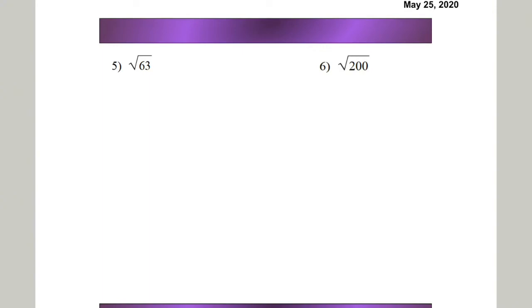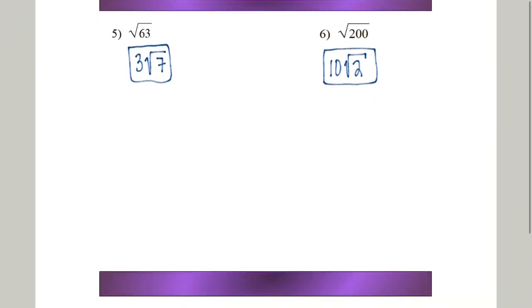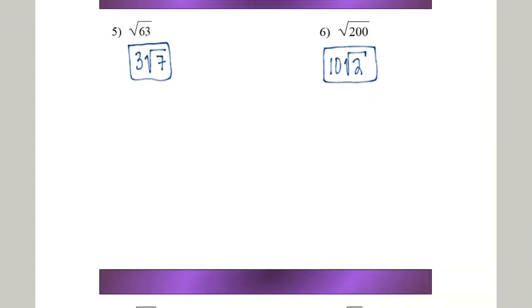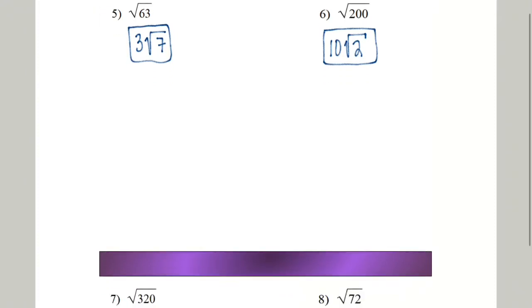Okay, if you're with me right now, you've done number 5 and number 6 and you're just waiting for the answers. Number 5 is 3 times the square root of 7. And number 6 is 10 times the square root of 2. And with practice, you will get very good at these and perhaps even be able to do number 5 and 6 without showing any work. Eventually. And eventually means probably with practice in Algebra 2 and maybe college algebra.